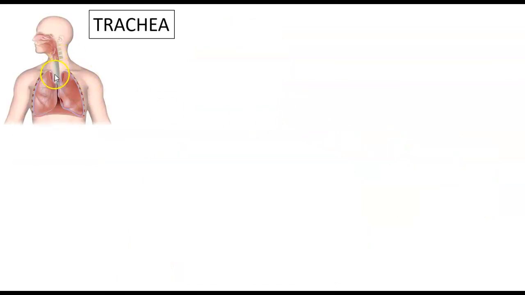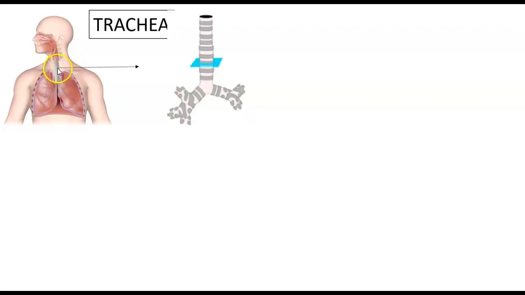As we move further down, we reach the trachea. The trachea is lined by 16 to 20 cartilage rings. They're C-shaped. You can see the C-shaped blue area. These are cartilages. And this cartilage keeps the trachea open because you never want the trachea closed. Otherwise, you will not be breathing for very long.